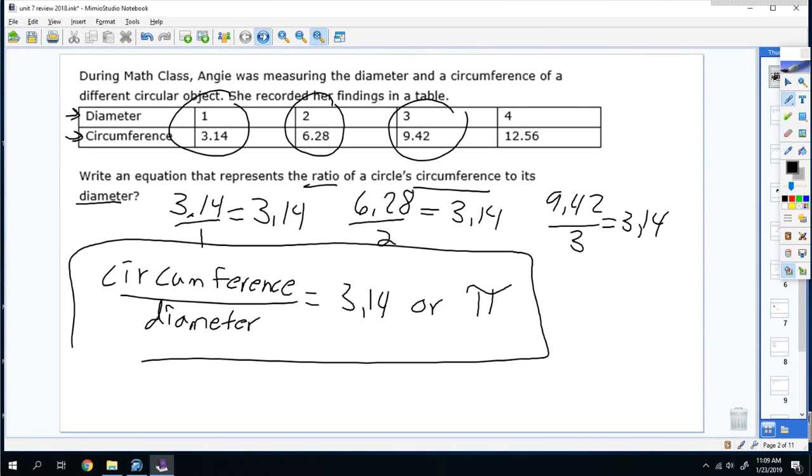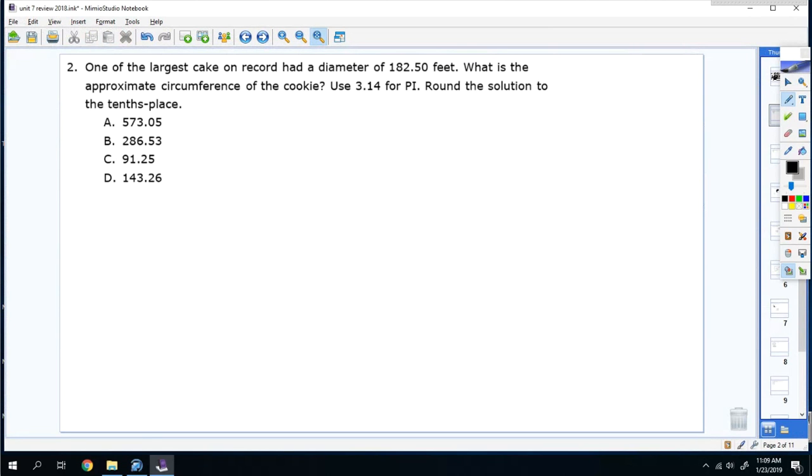All right, number 2. One of the largest cookie cakes on record had a diameter of 182.50 feet. What is the approximate circumference of the cookie? Use 3.14 for pi. Round your solution to the nearest 10th place. All right, so first thing, it says diameter is that. So you write that down. D equals 182.50. So you don't lose that.